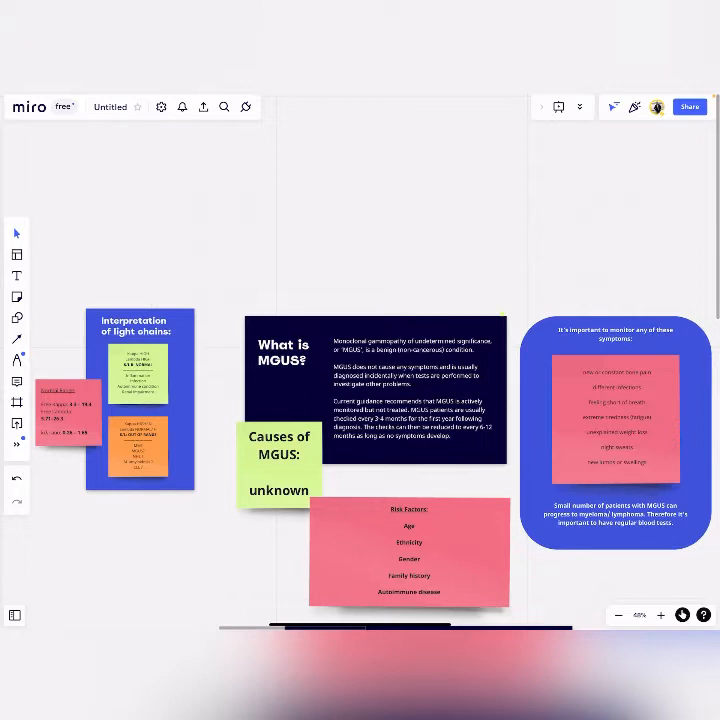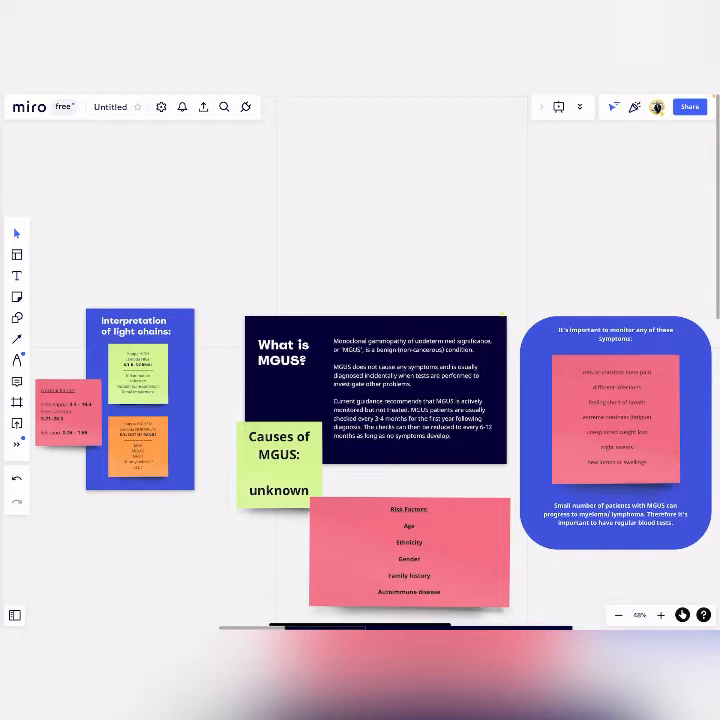MGUS patients are usually checked every 3 to 4 months for the first year following the diagnosis. The checks can be reduced to every 6 to 12 months as long as no symptoms develop. We still don't know what causes MGUS. However, we know the risk factors which can contribute to developing MGUS, such as age: it is more common in older people, and it's rare in people under the age of 40.